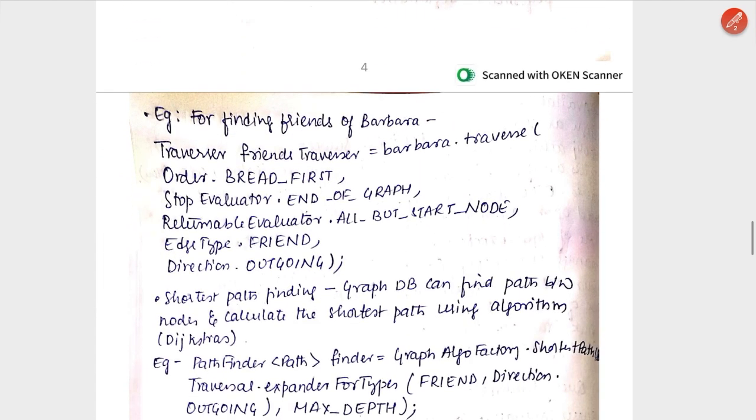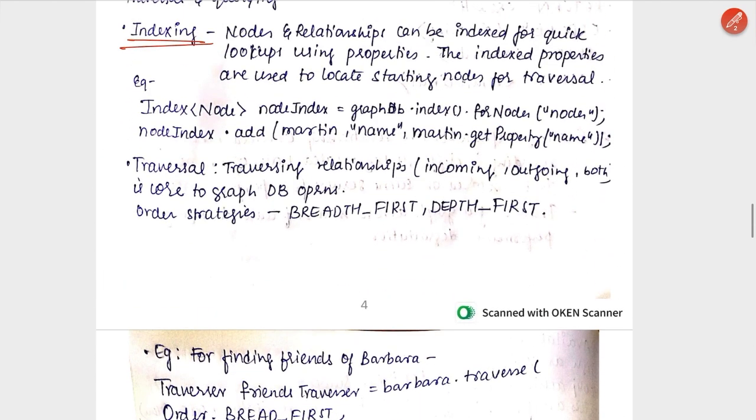Next we have traversal. Traversing relationships, which could be incoming, outgoing, or both. Traversing is a core concept of graph database operations. The direction filters could be incoming, outgoing, or both. Speaking about the order strategies, it could be breadth first or depth first.